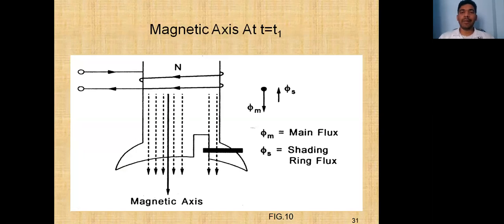This is the magnetic axis at the time t1. This is the shaded part, this is the unshaded part. This is the main flux phi m. This is the shading ring flux. The shading ring flux opposes the main flux, so here the flux weakens and here the flux strengthens. Then the magnetic axis is shifted to the center of the unshaded pole, with crowded flux in the unshaded pole.